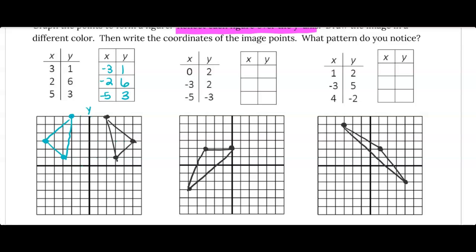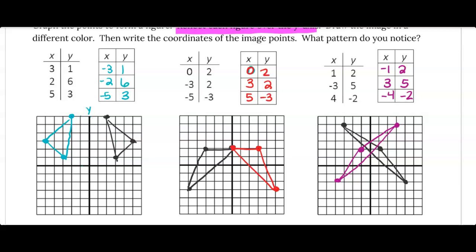Looking at the second one, 0, 2 is on the y-axis, so it's going to stay the same. Negative 3, 2 is going to go 3 to the y-axis, so then 3 past it. We'll bring it to positive 3, 2. And negative 5, 3 will go 5 to the y-axis, so then another 5 over brings it to positive 5, negative 3. You try and do the last one.